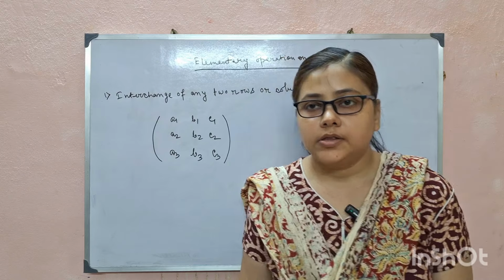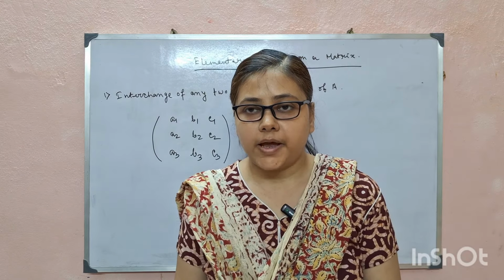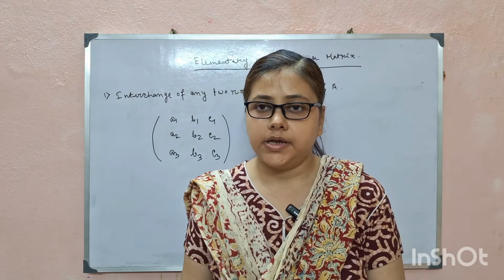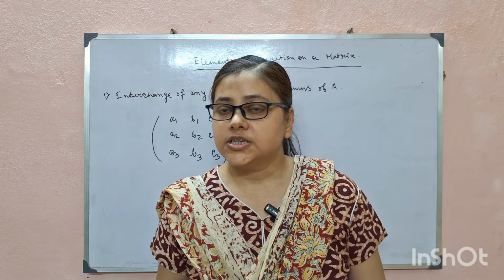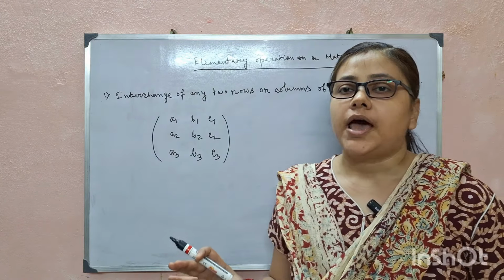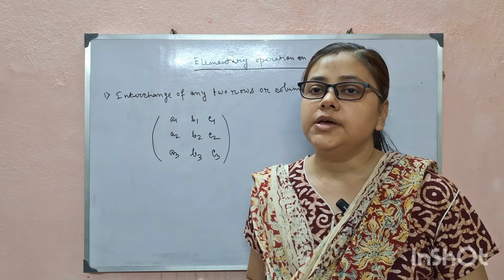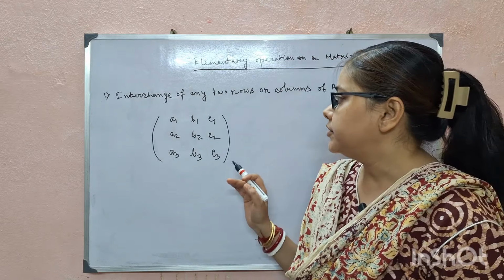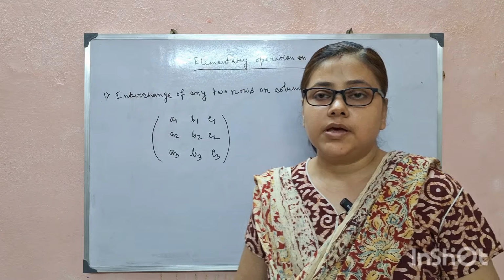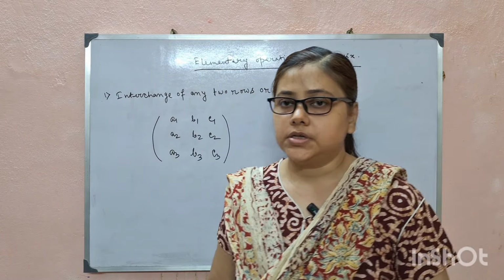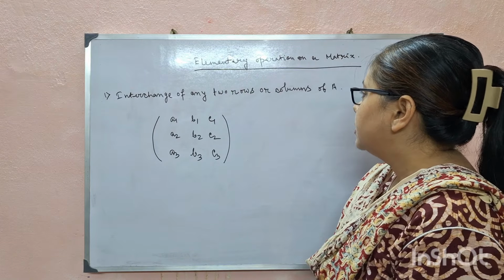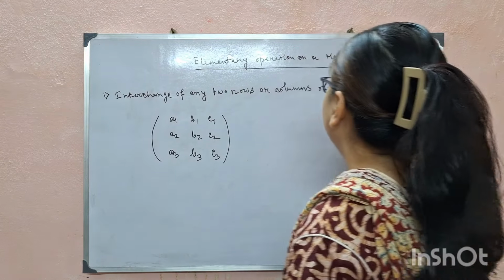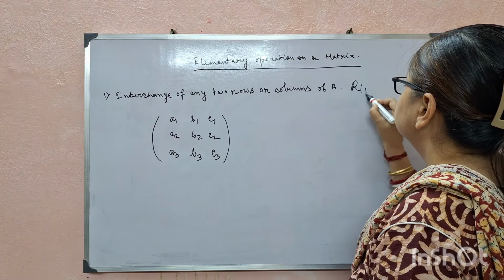Now this method of finding the rank of a matrix is too laborious and time taking. So we need some easier method to find the rank of a matrix. So we will use some transformations on a matrix, and this is called elementary operation on a matrix. Now there are three types of elementary operations on a matrix. The first type is interchange of any two rows or columns of A, which is denoted by R_ij.